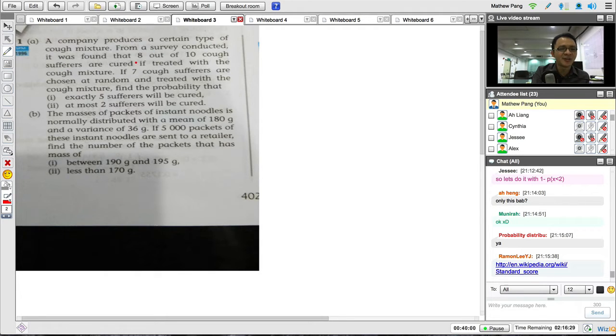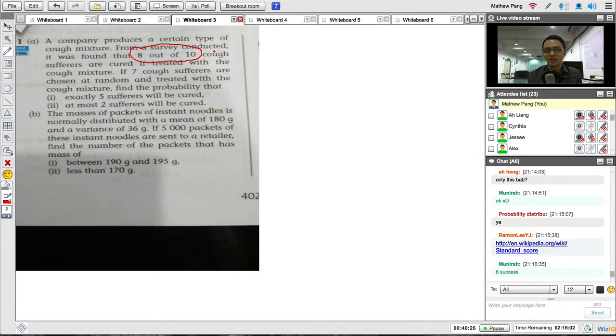It was found 8 out of 10 cough sufferers are cured if treated with the cough mixture. So I guess this is a medicine that can actually cure the cough. Alright, then over here, what is 8 out of 10 trying to tell you? It means the medicine itself is about 80% effective, and maybe 20% is not effective, based on their survey.